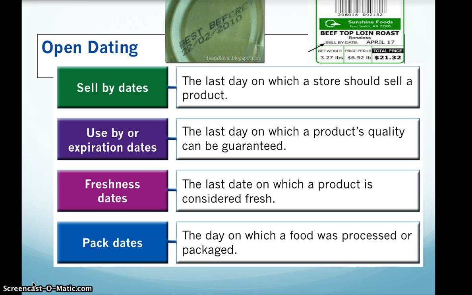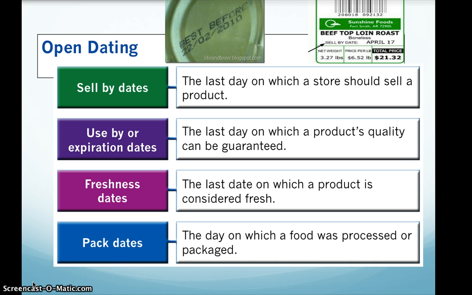If you were to open something up and consume something before the expiration date and it was sour, it was rotten, whatever, you can take it back and you're going to get your money back or they're going to replace your food item. After that expiration date, they will not or they cannot. A freshness date, this is the last date on which a product is actually considered fresh. And then the very bottom it says pack dates. This is the day in which a food was processed or packaged.